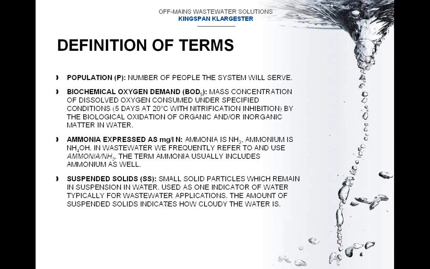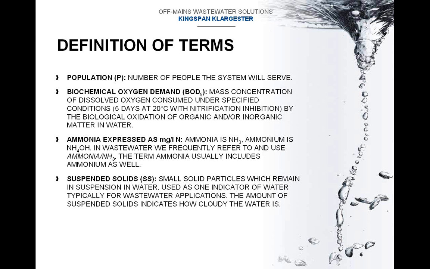The definition of terms. Population, or P or PE, is basically the number of people the system will serve. PE stands for population equivalent, which brings everything back to a domestic equivalent population.